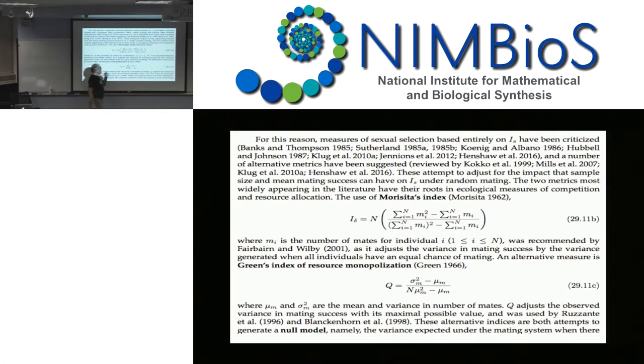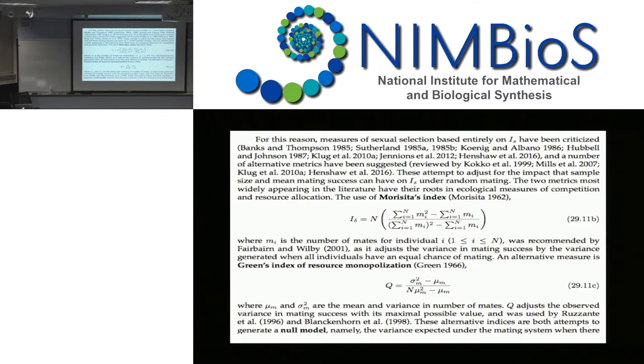People have also tried to get other metrics for this, and the other metrics were proposed because what you want to do is look at some sort of null model, right? What do I expect the variance to be if mating is entirely random? If the chance of mating is 40%, I'm going to have a variance in mating success even if every individual has the same intrinsic chance of mating. So two metrics you occasionally see are this first index here and then this resource monopolization index. The idea behind both of these is they basically standardize it, so it gives you some idea about what you would expect if the mating process was entirely random.